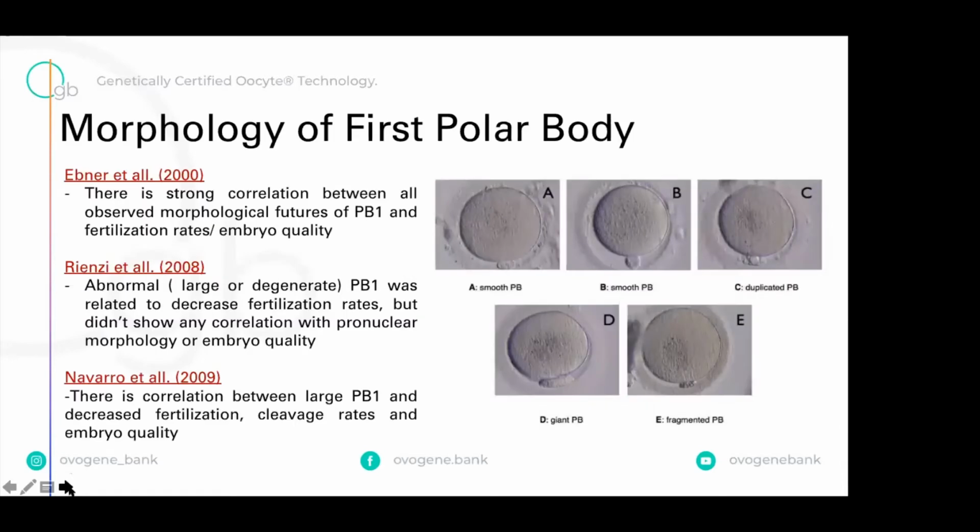If we talk about the morphology of the first polar body, there is a strong correlation between the morphological features of the first polar body and the fertilization rate and embryo quality.